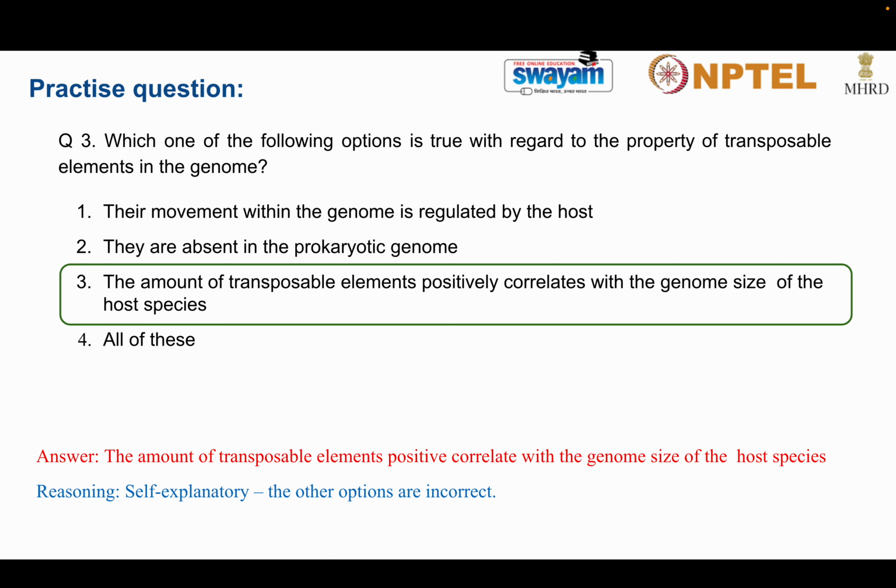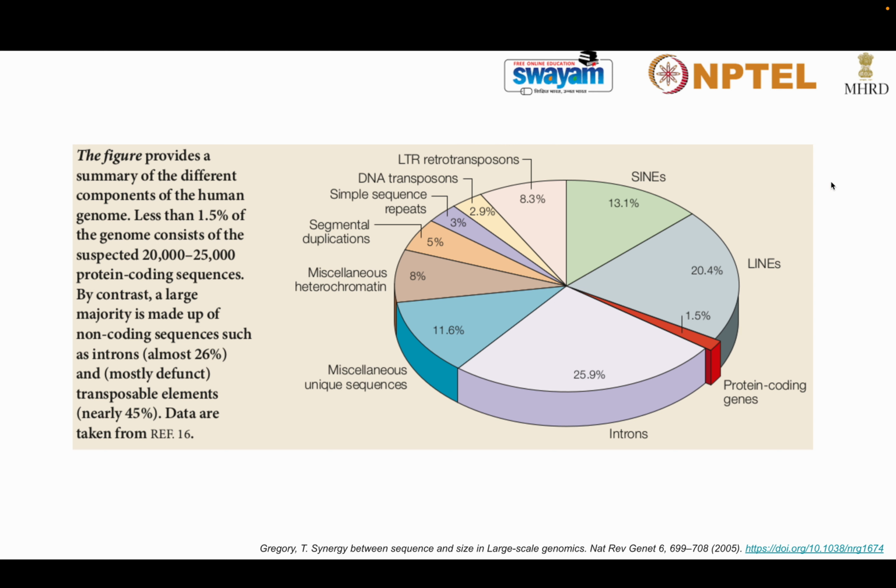Now I'll give you a brief picture of the transposable elements. When we look at the human genome, this is specifically for the human genome, only 1.5% of the genes are protein coding. Now the rest, 25.9% are the introns. And then these LINEs, SINEs, LTR retrotransposons, DNA transposons, these represent the transposable elements, and this codes for 45% of the human genome.